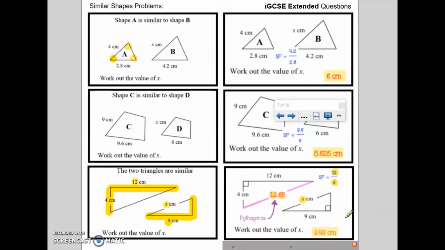Very well done if you were able to answer the third question and you noticed that we needed to bring in Pythagoras to get our accurate result. Very well done.